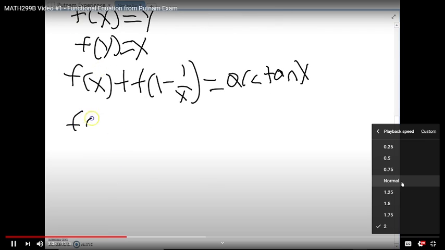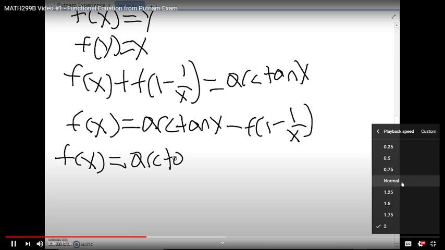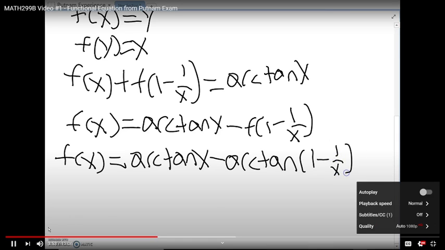So I will end up having f of x is equal to arctan x minus f of 1 minus 1 over x. Okay, and now I'm going to simplify this. f of x is equal to arctan x minus arctan 1 minus 1 over x.